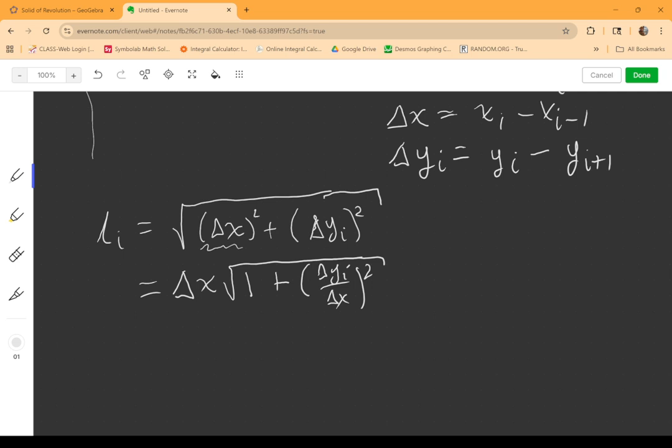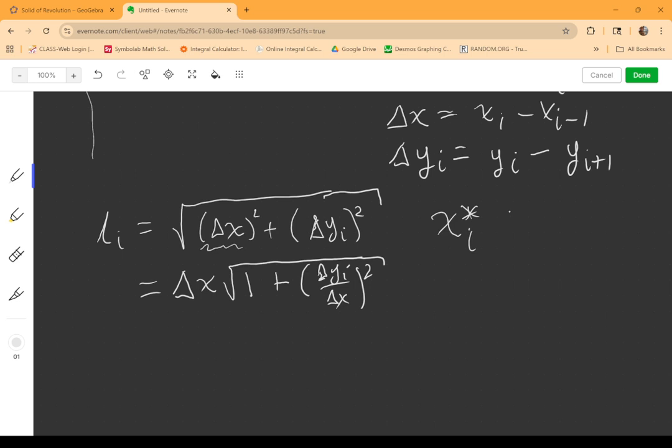Now this quantity here, change in y sub i over change in x, if we think of it, is a slope. It's the rate of change of the y over the rate of change of the x. When we started in our first semester of calculus, we had a theorem called the mean value theorem, which essentially said that if we had the average rate of change between 2 points, then there exists a point inside of the interval.